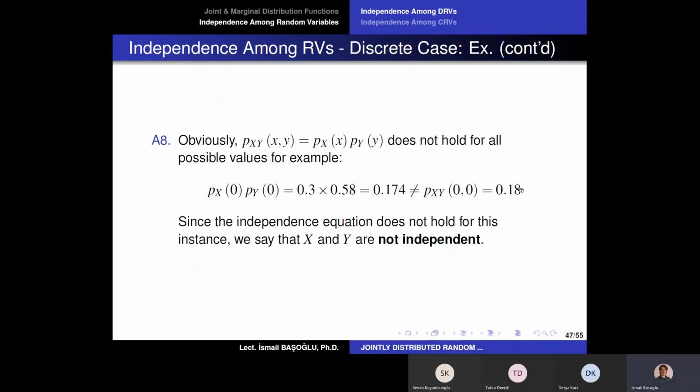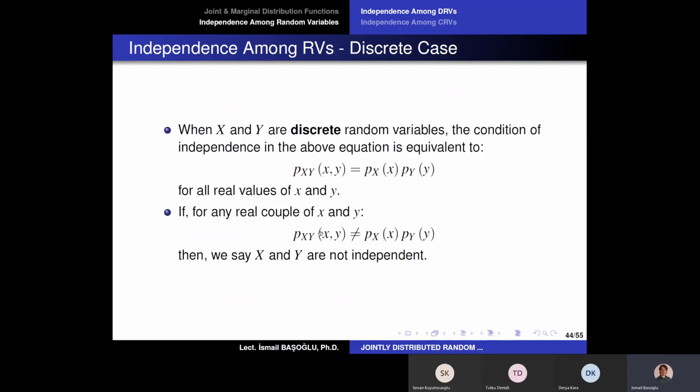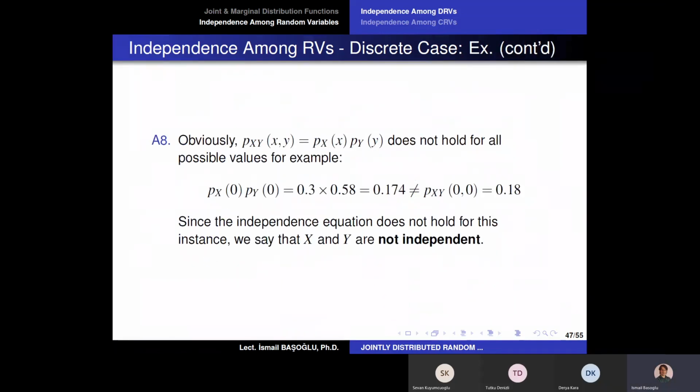Now that this equation does not hold for this corner, we can immediately say that x and y are not independent. Because if for any real couple of x and y this equation is not satisfied, if they are unequal to each other, in that case, we say that they are not independent. So x and y are not independent in this question. That is a very short answer.